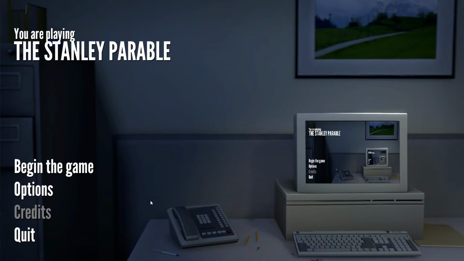Most people are familiar with this game. I'm pretty familiar with this game. There was one thing I did not remember about this game, but everything else I pretty much knew.